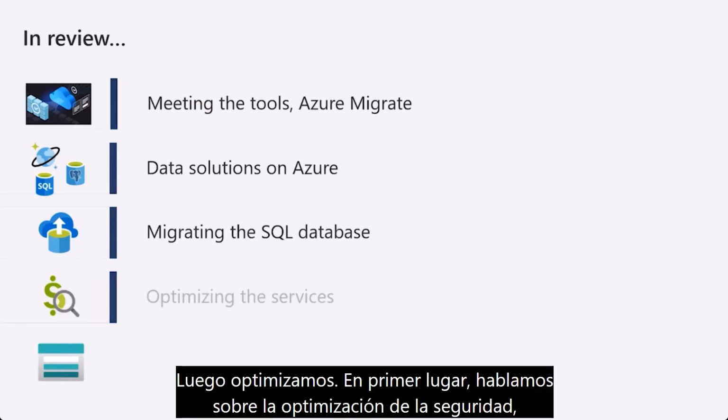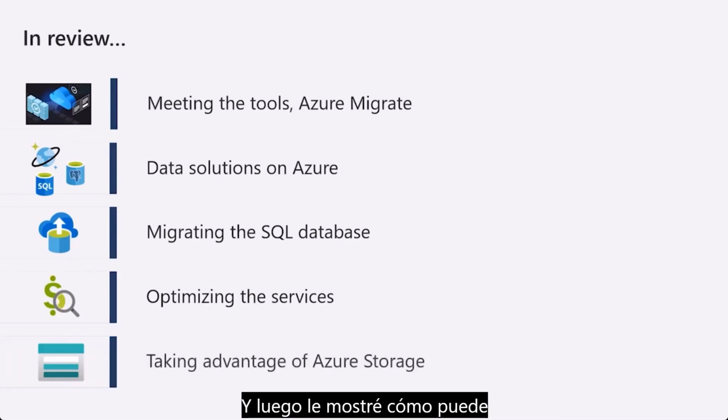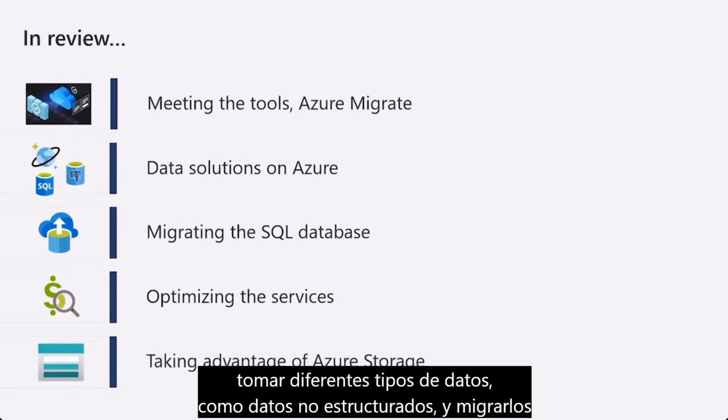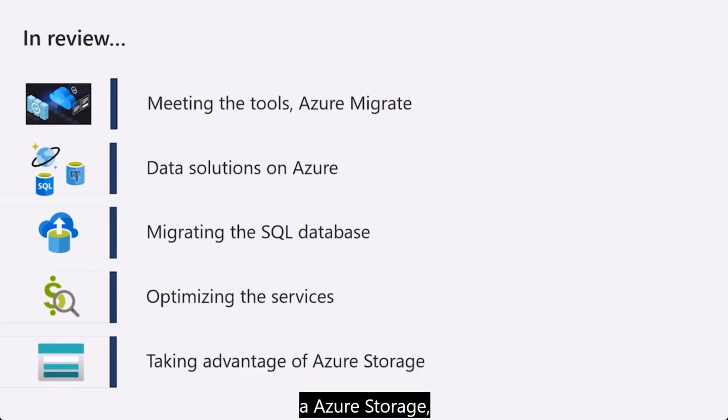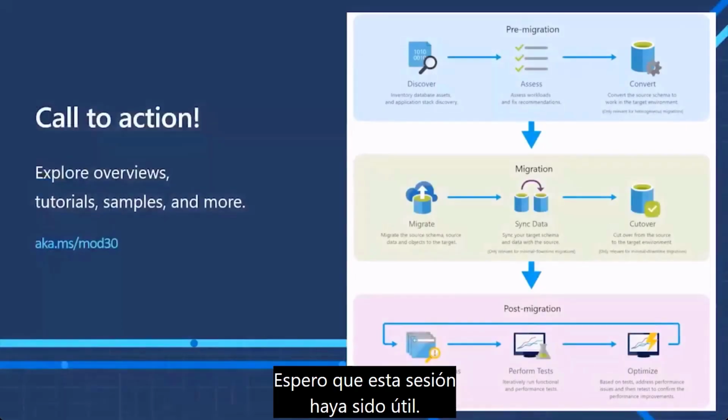Then we optimized. First of all, we talked about optimizing the security, but we also talked about costs and about performance. And then I showed you how you can take different types of data, such as unstructured data, and move it to Azure Storage instead, so that you have really a complete overview of the data solutions. So hopefully this session was useful for you.